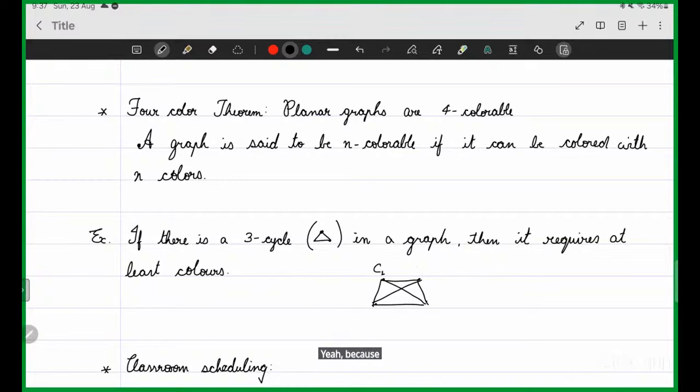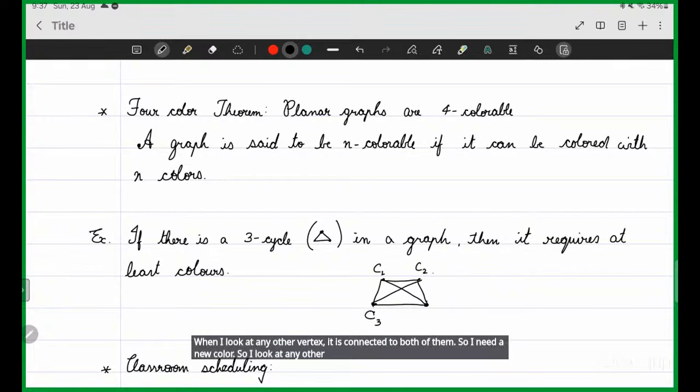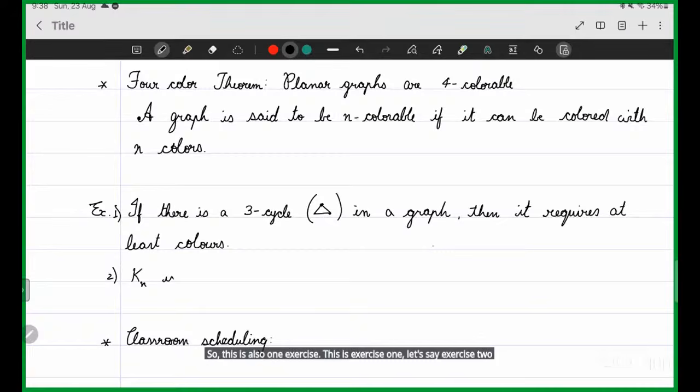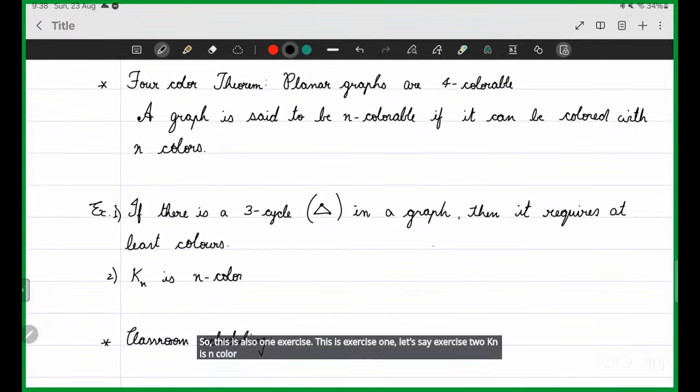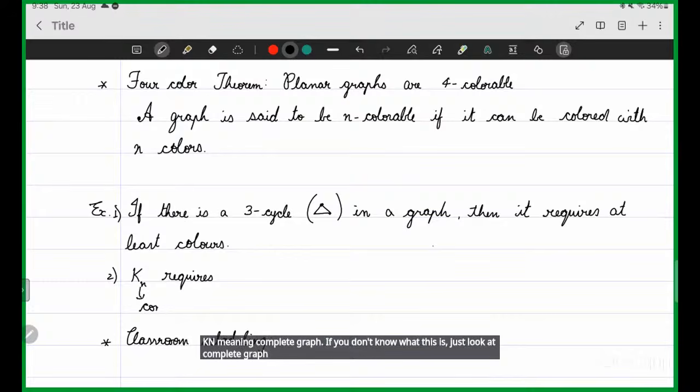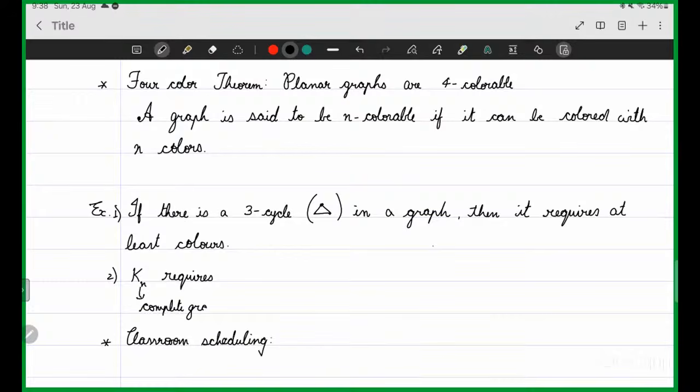Yes. If I have color 1 and color 2, when I look at any other vertex, it is connected to both of them, so I need a new color. Any other vertex is connected to everything, so I need a new color. So this is also an exercise. This is exercise 1, let's say exercise 2: Kn requires n colors. It's not just that it's n-colorable. Kn meaning complete graph. If you don't know what this is, just look up complete graph.